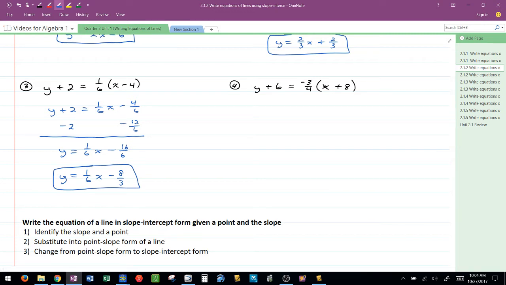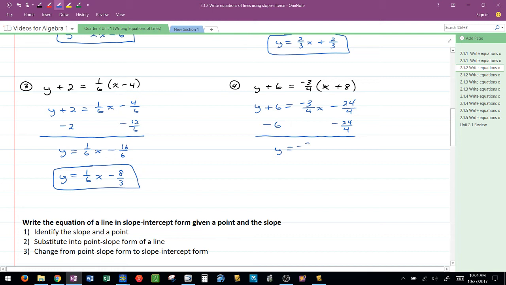All right, let's try one more of these. I have to distribute the negative 3/4. So I have y plus 6 equals negative 3/4 x minus 3/4 times 8, which is negative 24. That's how I got the minus 24/4. Again, I could simplify it, but I'm not going to worry about simplifying until I have slope-intercept. I'm going to subtract 6. Now 6 is 24/4, so I'm going to subtract 24/4. It might have actually been a pretty good idea to have simplified that before. No worries though, we're still okay. I have y equals negative 3/4 x minus 48/4. Now 48/4 can definitely be simplified, and I get y equals negative 3/4 x minus 12.